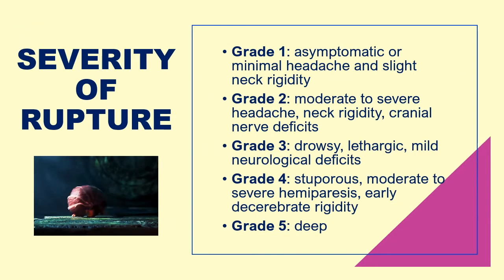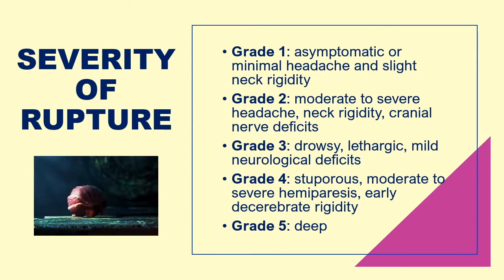Now, there are several levels of severity according to rupture. Class, the first level, grade 1, it's asymptomatic. Then there's minimal headache and then neck rigidity. Class, on grade 2, there is moderate to severe headache, neck rigidity, and then cranial nerve deficits are starting to occur already. On grade 4, the patient may be stuporous, and then moderate to severe hemiparesis would already occur. And then your patient would start to manifest decerebrate posturing.